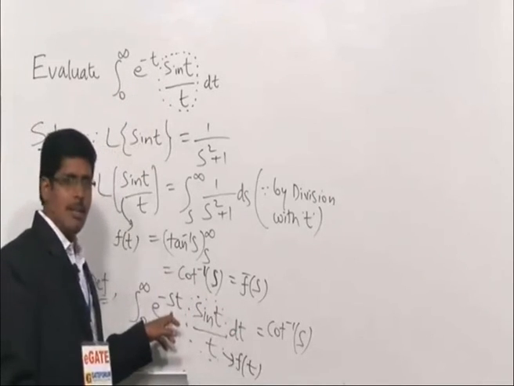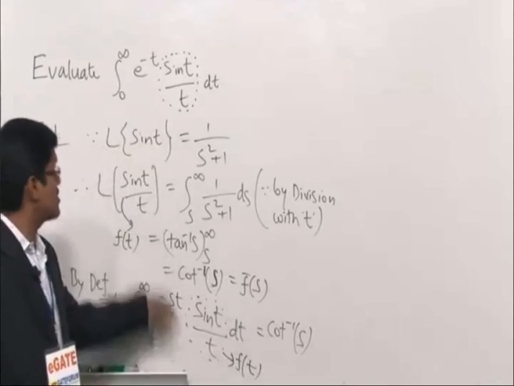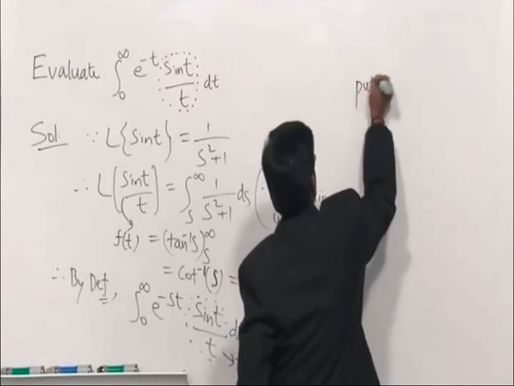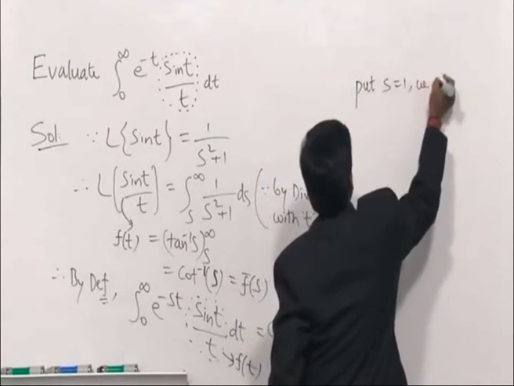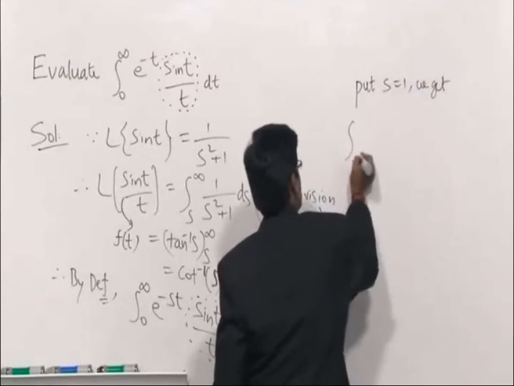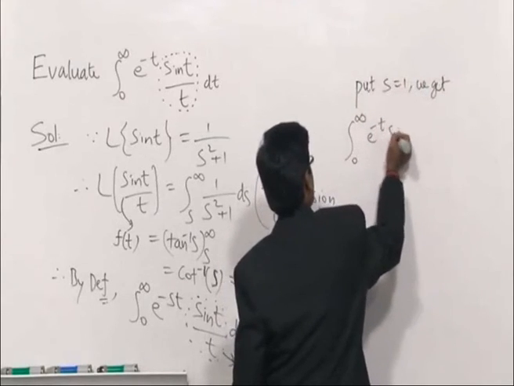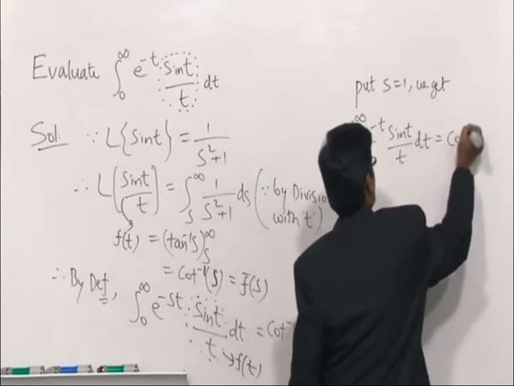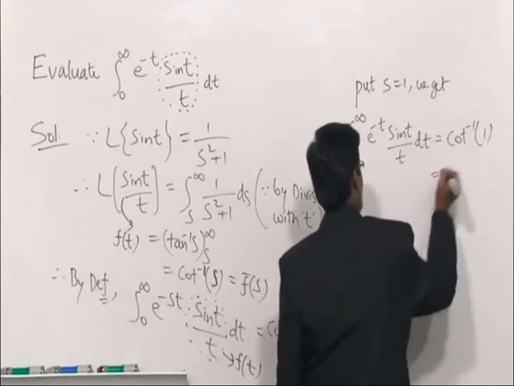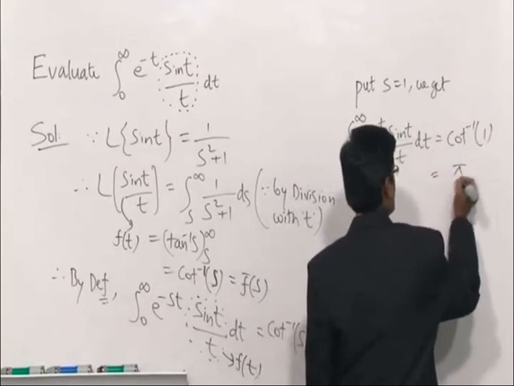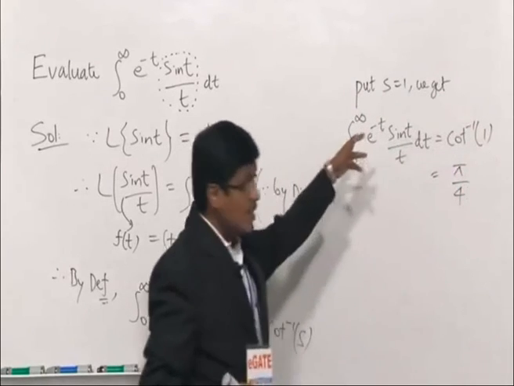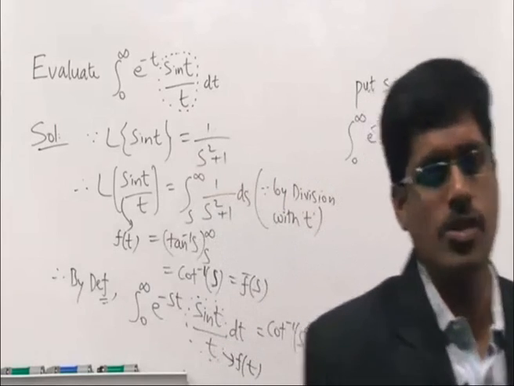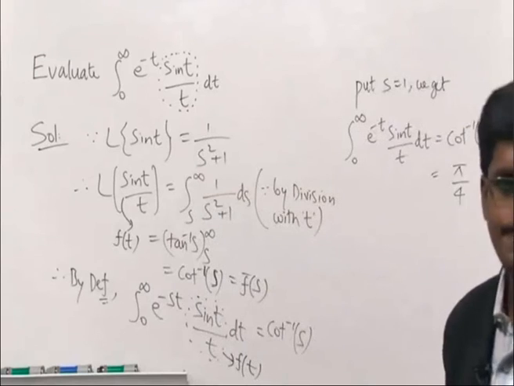So what number or value do we choose for s? Comparing, put s equal to 1. We get the integral 0 to infinity of e power minus t sin t by t dt is equal to, on both sides, cot inverse 1, that is tan 45, cot 45, 1. So this simplifies to pi by 4. But it is difficult to integrate by the normal standard integration methods which you have studied in 11th, 12th standard.